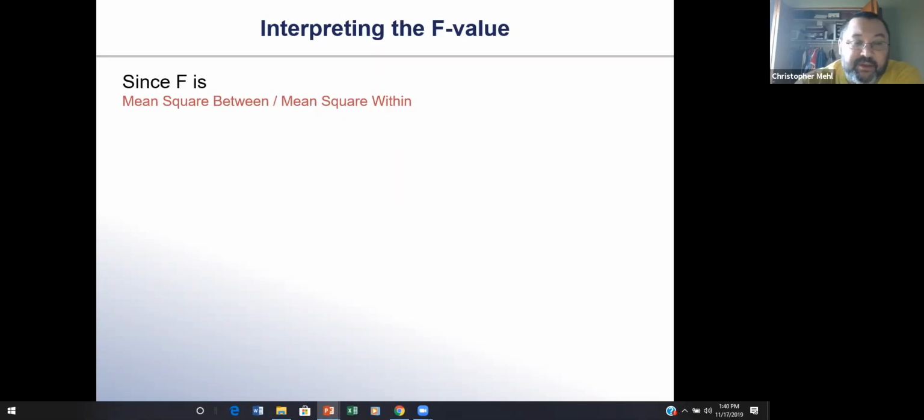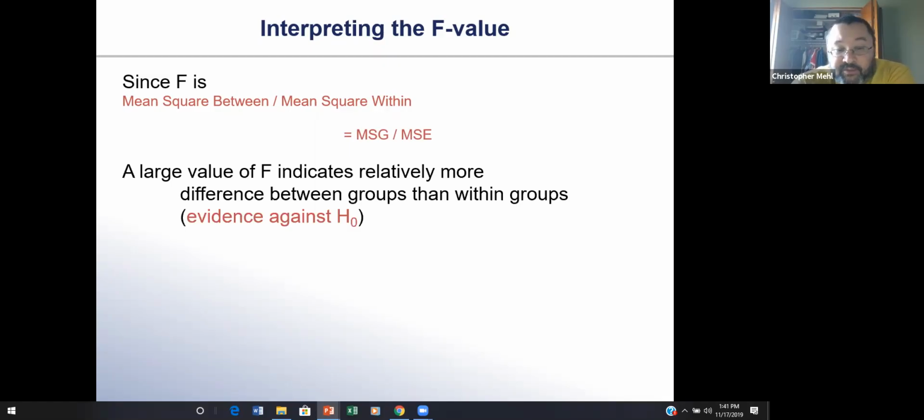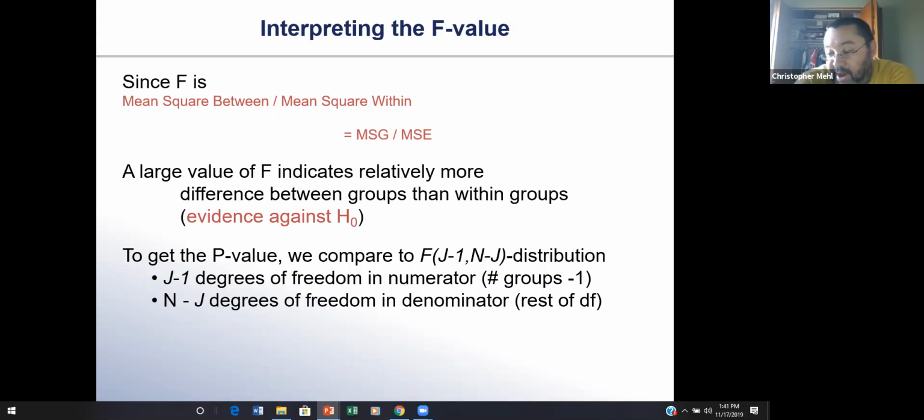Now, since your F value is your mean square between divided by the mean square within, a large value of F is going to tell you you have relatively more differences between groups than within groups. And we interpret this as evidence against the null hypothesis. The null hypothesis, recall, is that the treatment has no effect. So if you have relatively more differences between groups than within groups, that's evidence against the null hypothesis. That's telling you your treatment might have some effect. To get the p-value, we just look at the F distribution on the number of groups minus 1 and n minus j, the number of data values minus the number of groups.